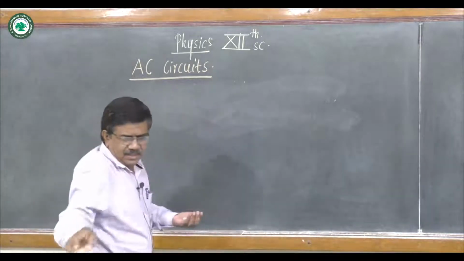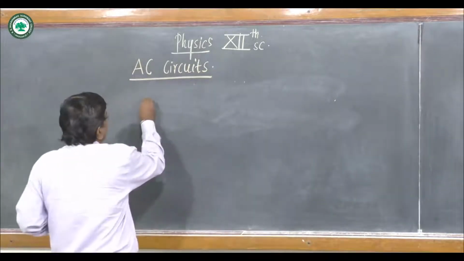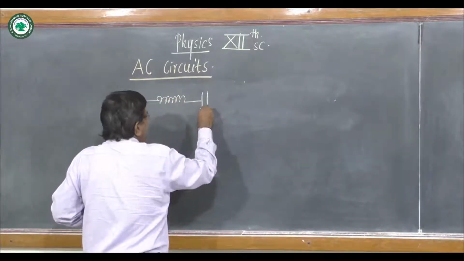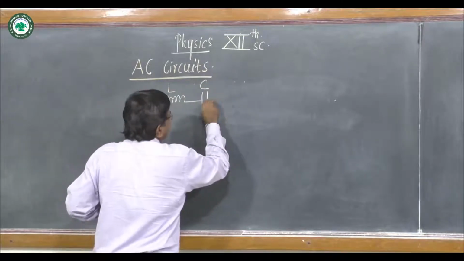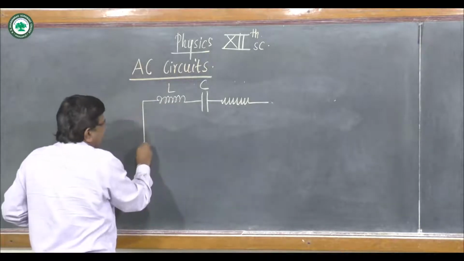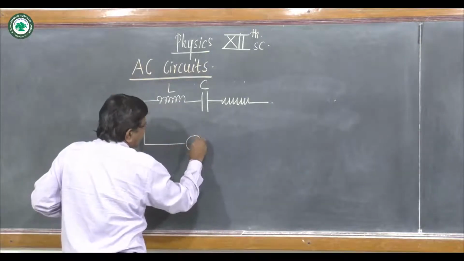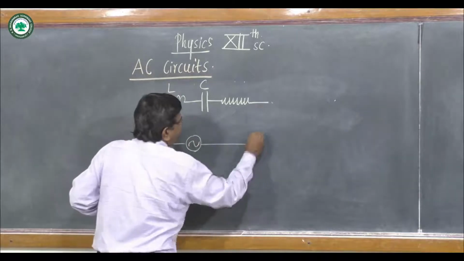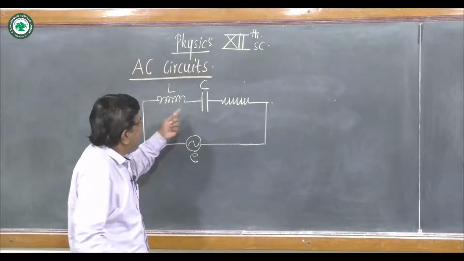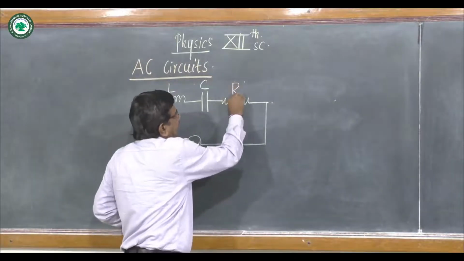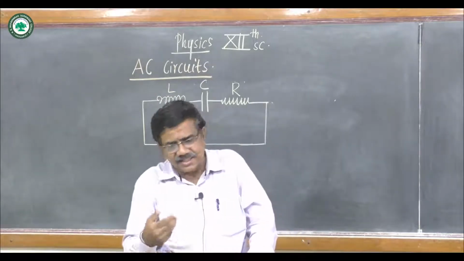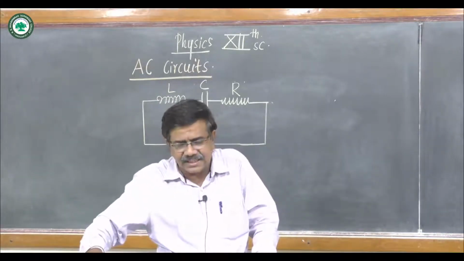Suppose inductor L, capacitor C and resistor R are connected in series across the alternating source of EMF E. This alternating circuit containing inductor, capacitor and resistor in series, we call it an LCR circuit.